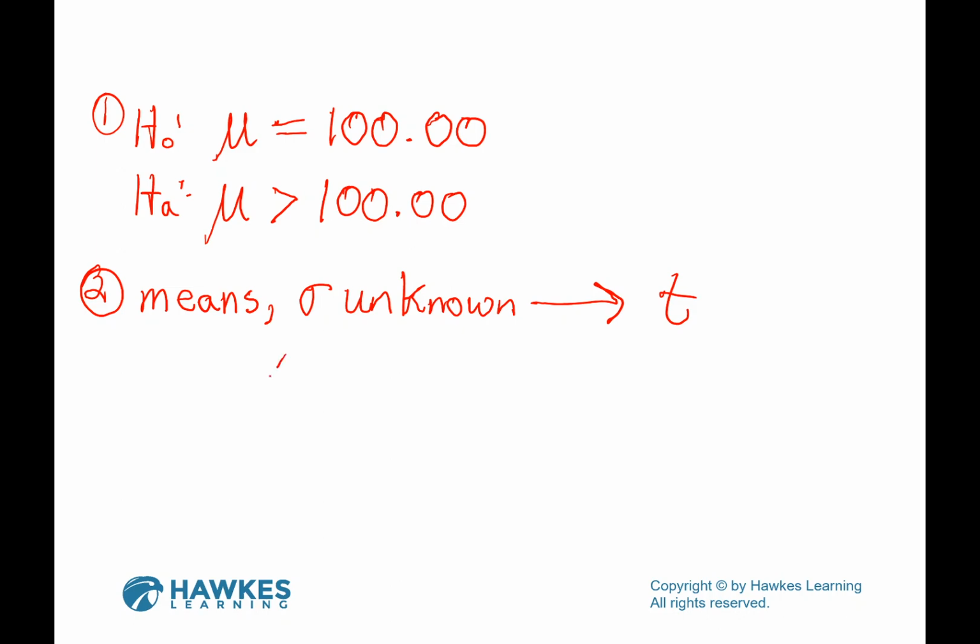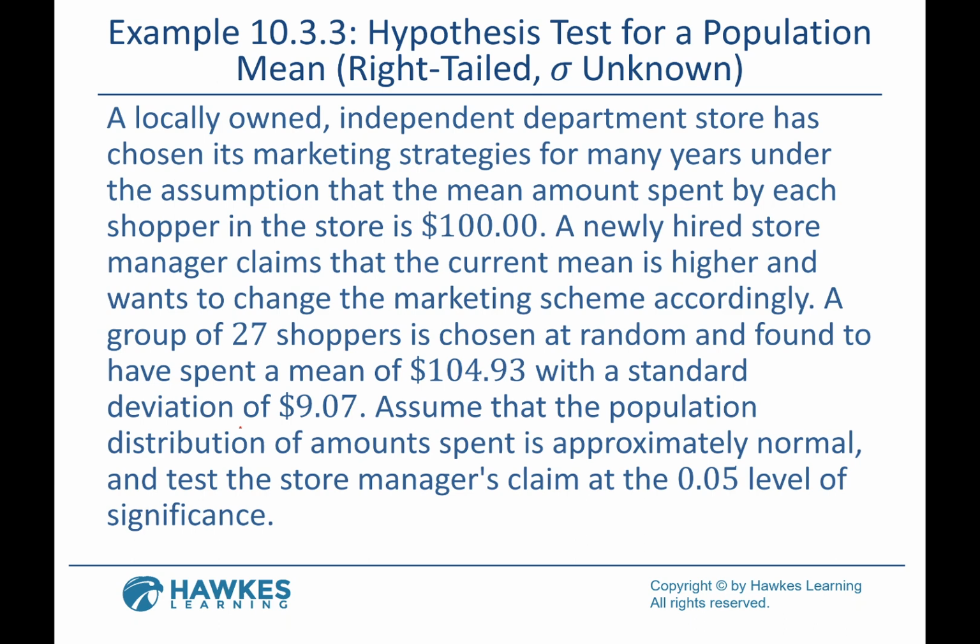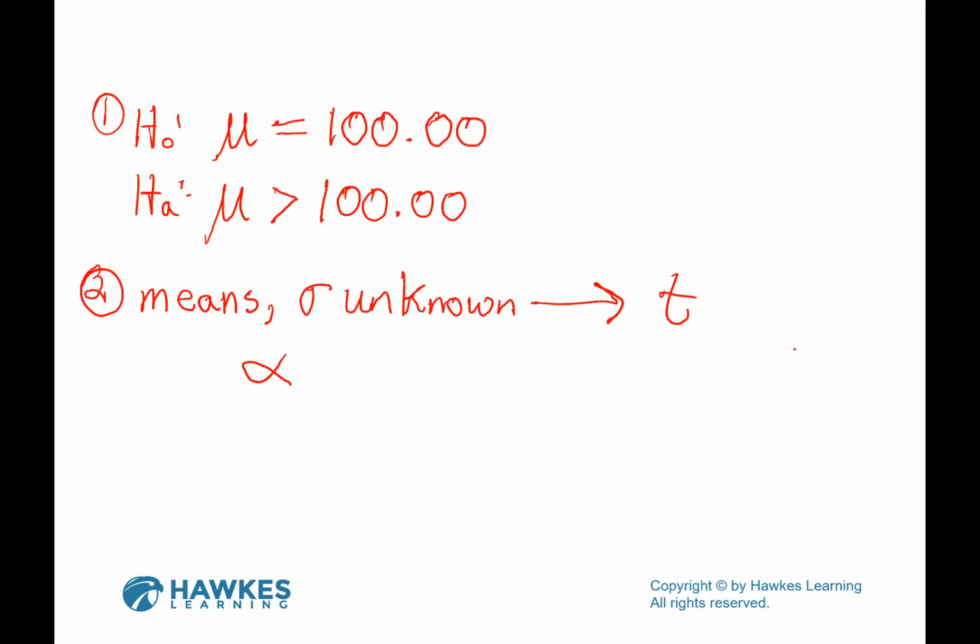And we want the significance level. It says at the very bottom, test the claim at the 0.05 level of significance. So here for alpha, we're using 0.05.